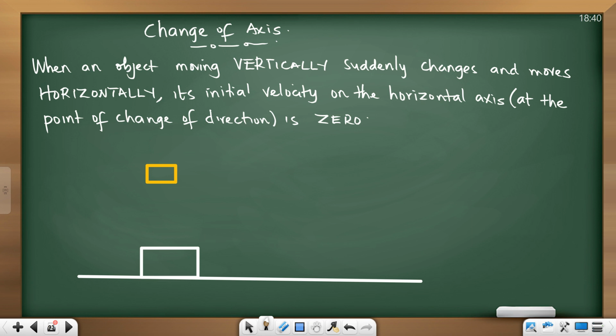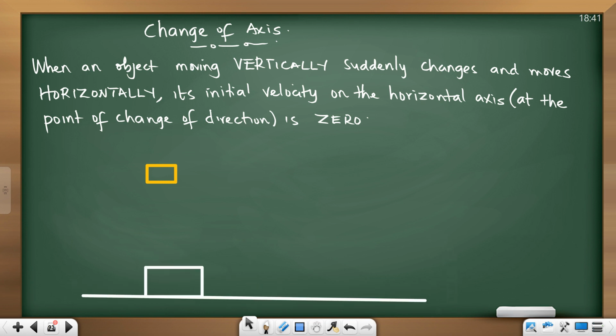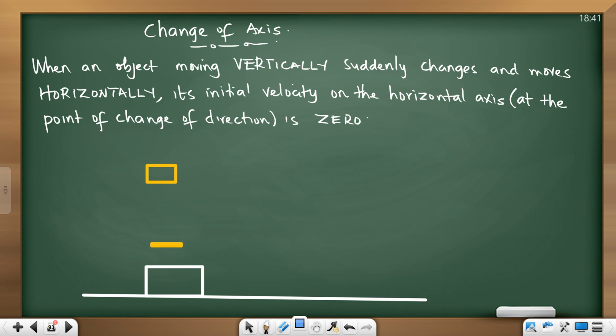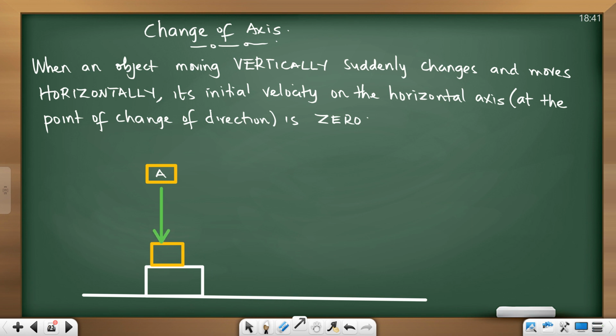Please, I want you to listen carefully. Thank you so much, Rizana. And I want you to listen carefully because I'm linking what I've done earlier on with this. This object starts from here and goes vertically downwards. Vertically means straight. All right? At point A, let's say point 1 or point A, and then gets to point B.